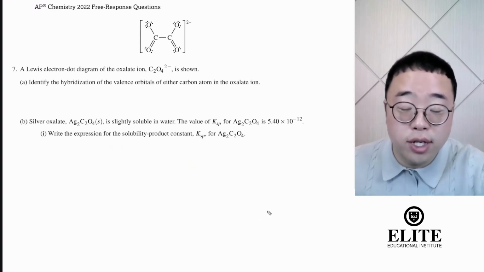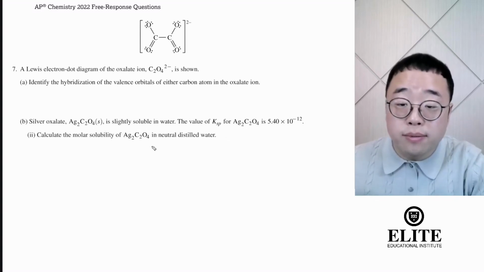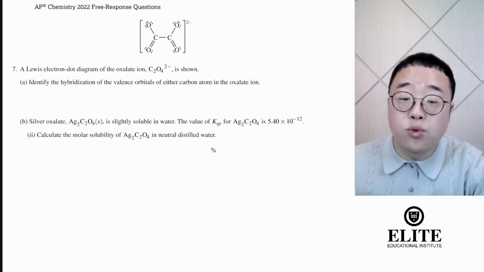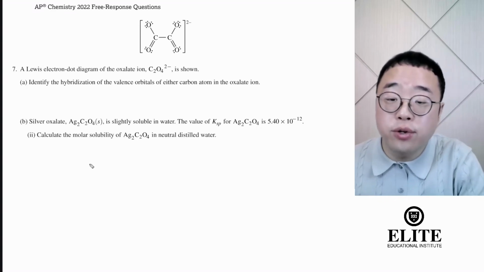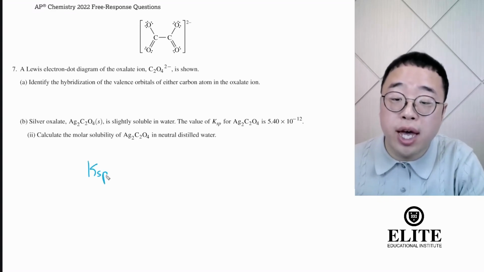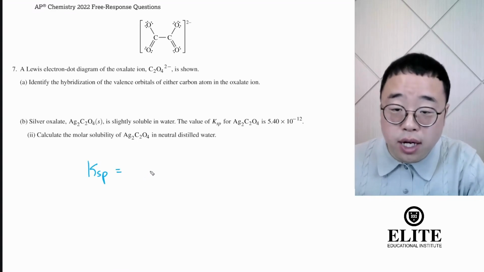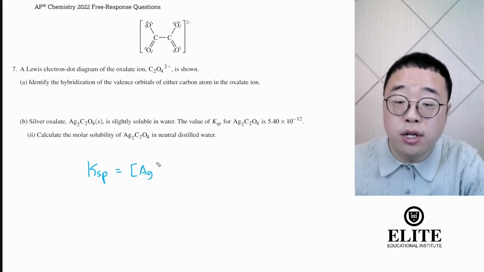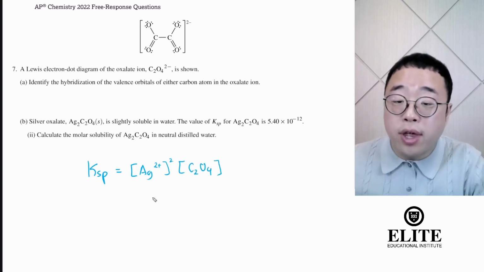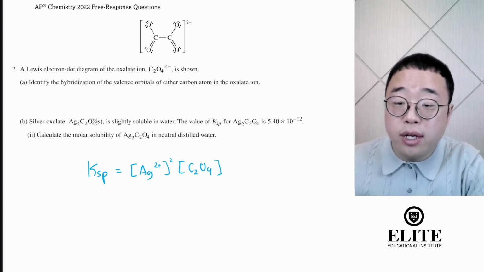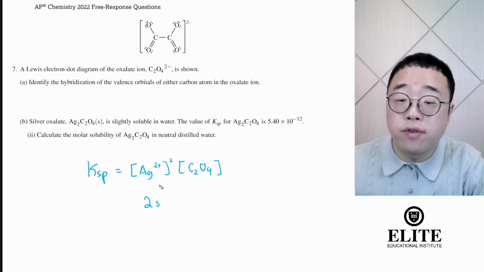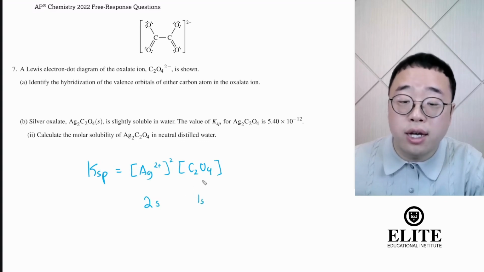Let's take a look at the next question. Calculate the molar solubility of silver oxalate in neutral distilled water. In the previous question, we have the constant for the silver oxalate. Remember that for every 1 mole of silver oxalate, there are going to be 2 moles of the silver and 1 mole of the oxalate ions.